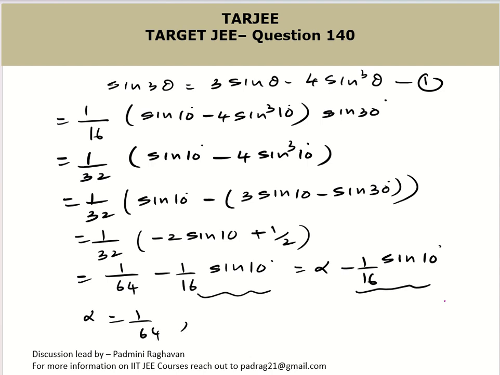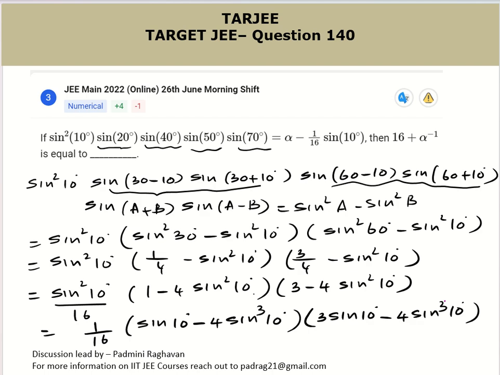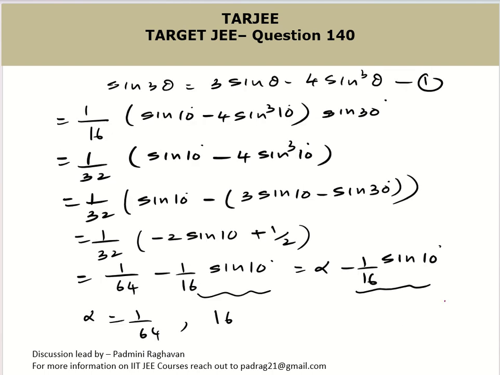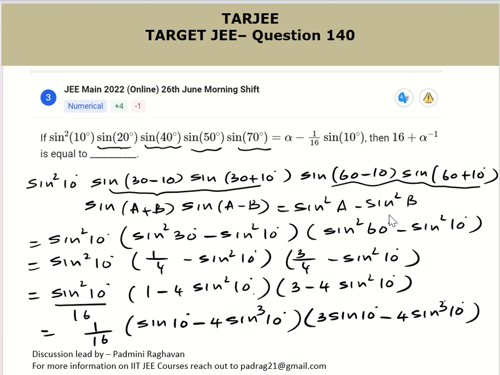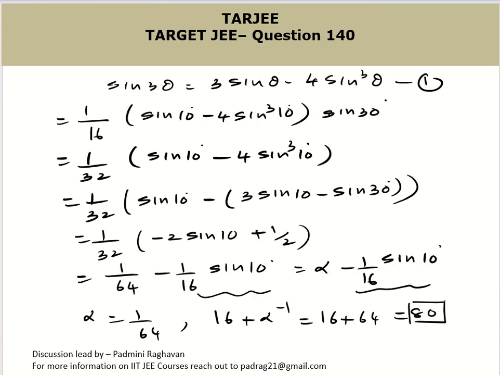What we exactly need to find out is the value of (16 plus alpha) to the power minus 1. That is 16 plus 64, which is equal to 80. It's a simple numerical type using only two identities. One identity which we need to know is sine of (a plus b) into sine of (a minus b) equals sine square a minus sine square b. The other identity is 3 sine theta minus 4 sine cube theta is equal to sine 3 theta. So the answer to this question is a simple integer, namely 80.